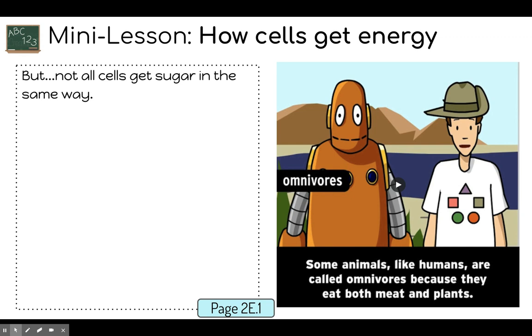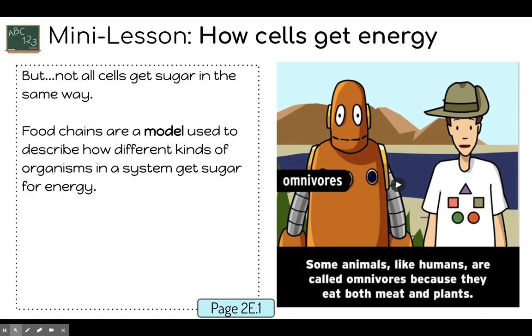But not all cells get sugar in the same way. Remember, we talked about that. I said we'd go more into it. Food chains are a model used to describe how different kinds of organisms in a system get sugar for energy or get food that will eventually be converted to energy.